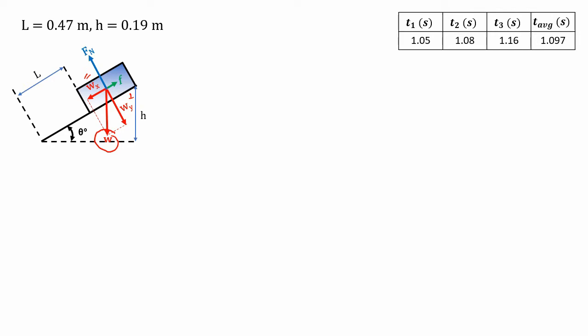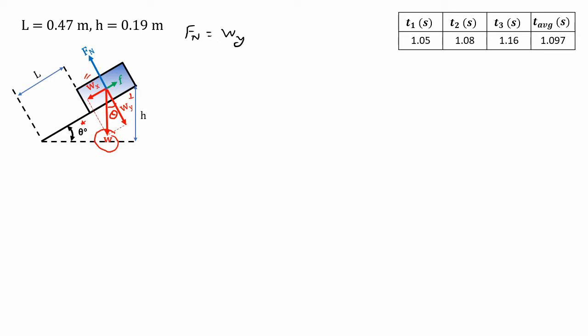As far as perpendicular to the ramp, the normal force F subscript N and W subscript Y cancel each other out, which in other words means that the normal force is equal to the Y component of the weight. Now the angle here is the same angle theta that we see here.